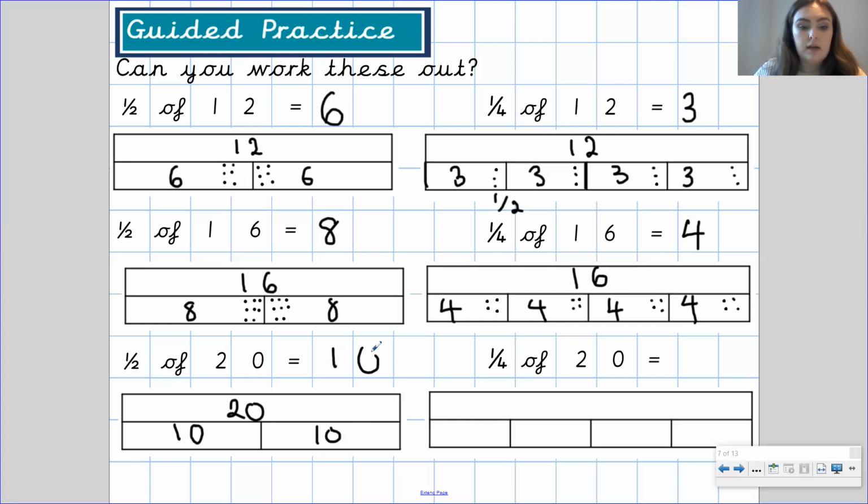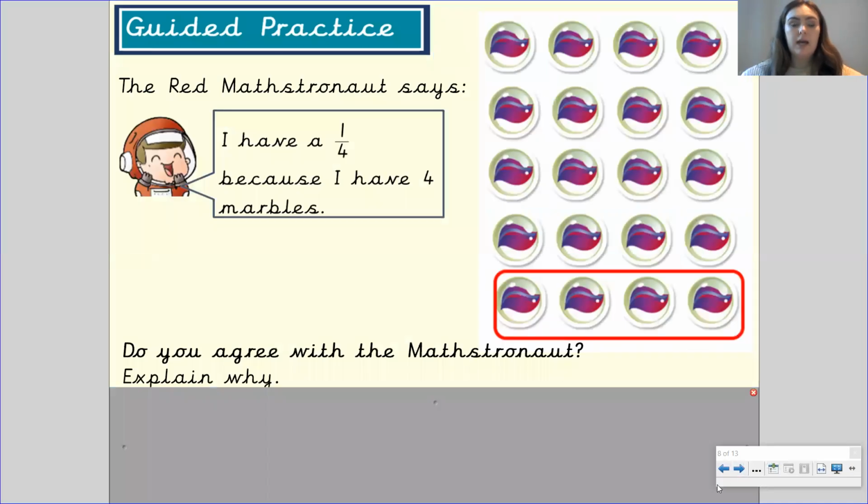Okay, using our knowledge of knowing that to find a quarter, we halve and halve again, what would a quarter of 20 be? Pause the video to work it out. Well done if you said 5. So half of 20 is 10, half again to find the quarter, and it would be 5. Well done.